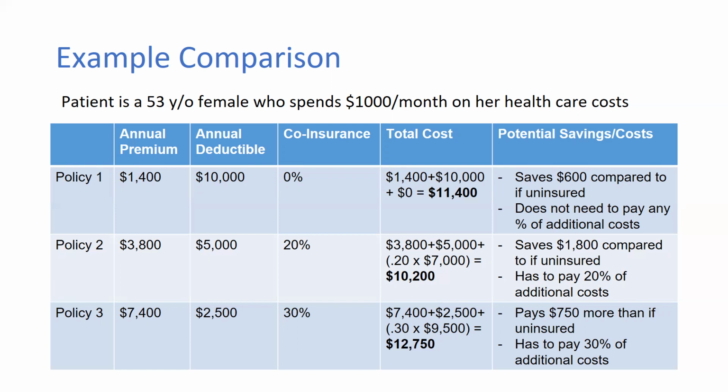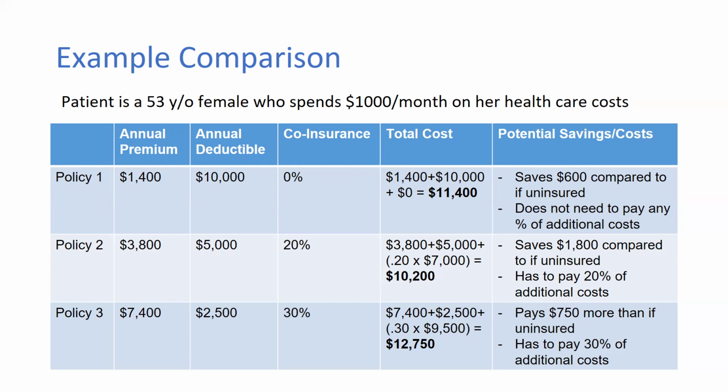She still saves $600 compared to if she was uninsured. Policy 2 is the least expensive. It is $10,200. It saves $1,800 compared to if she was uninsured. So while policy 2 may be the cheapest, it may not be the best option for her. It depends on what she thinks of her healthcare and what she needs.